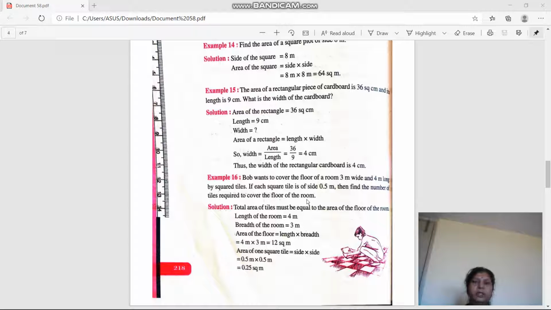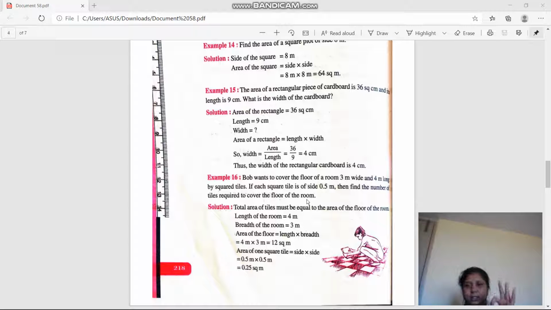Have you seen the square tiles? I think everyone has seen. In our house there are square tiles. So suppose, in the same example, it may be their hall or kitchen.